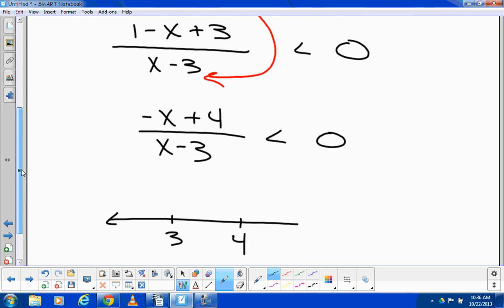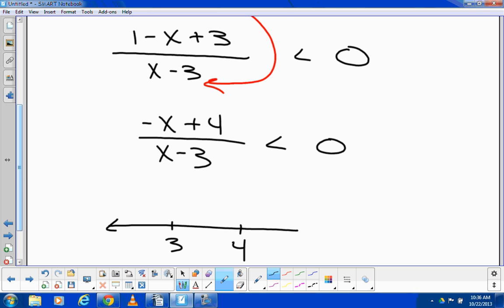Now, y'all talk to me. Is this making sense here? Okay. Now, let's test. What could I test over here? 2. All right, so if I put in 2, -2 plus 4 would just be positive. And then 2 minus 3 would be negative. So we've got a negative is less than 0. That's true. So this interval is going to work. So what's going to happen with the next interval? It's not going to work, and then the last interval will.